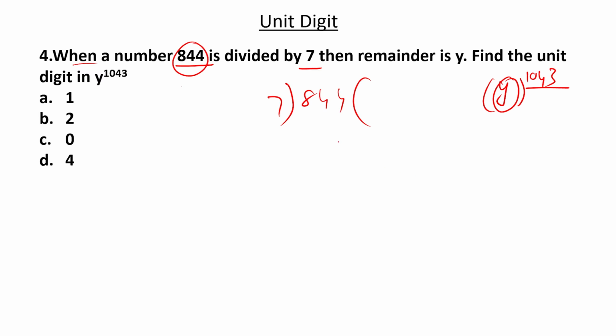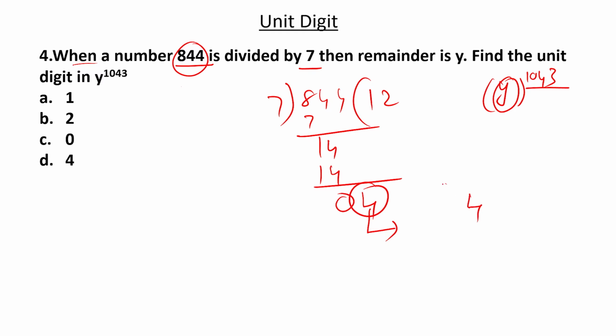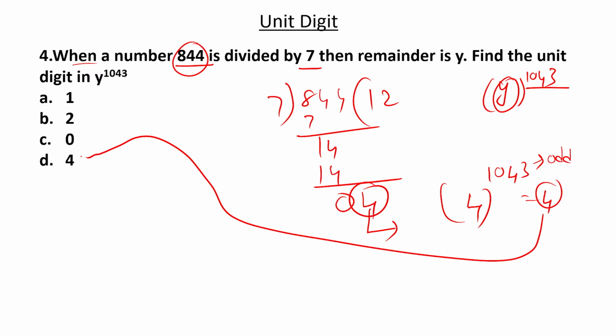Okay, let's do it. 844 divided by 7. 7 ones are 7, 7 twos are 14, 0, 4. Here we get the remainder as 4. That means 4 power 1043. Since it is an odd power, we get the value 4. 4 is the answer. That's it.